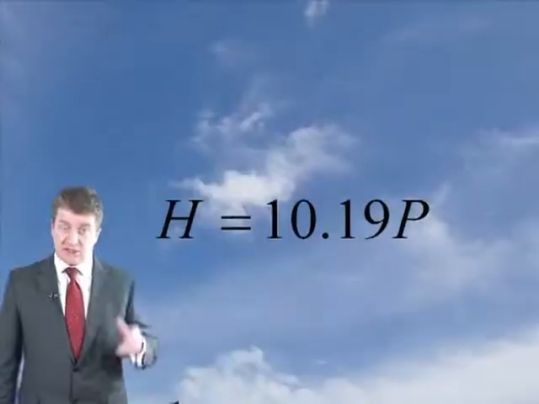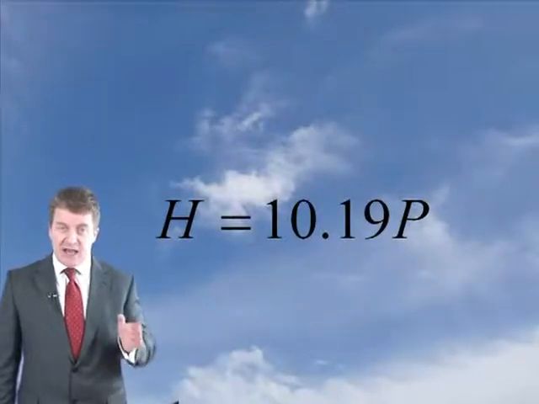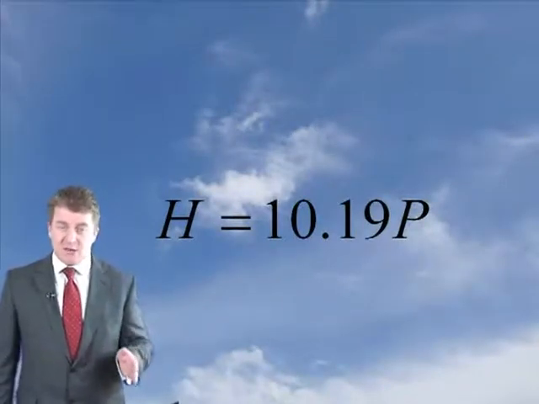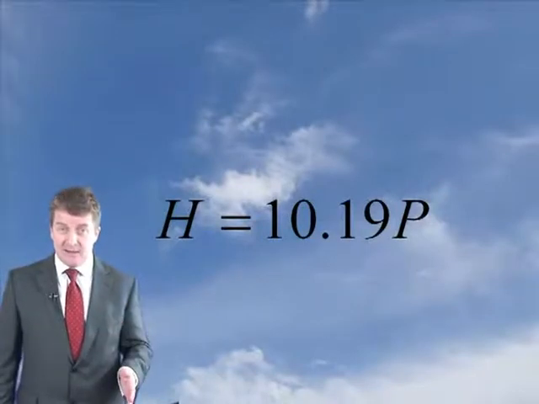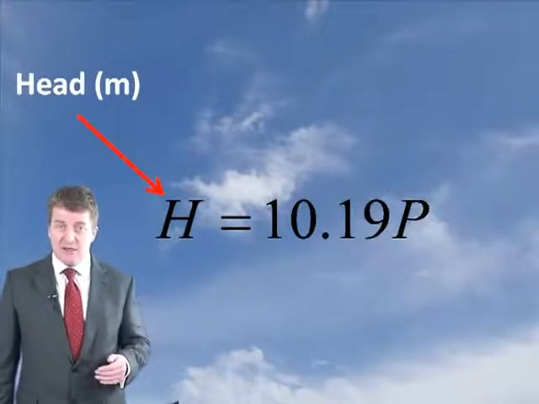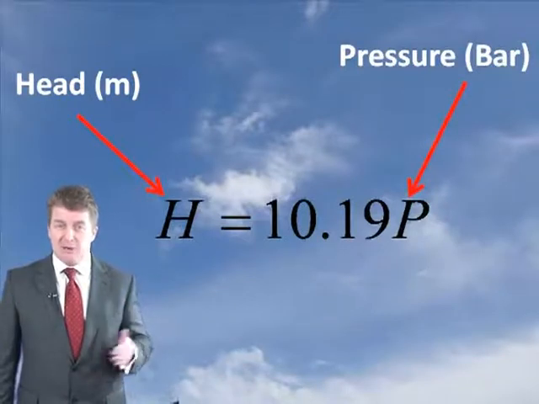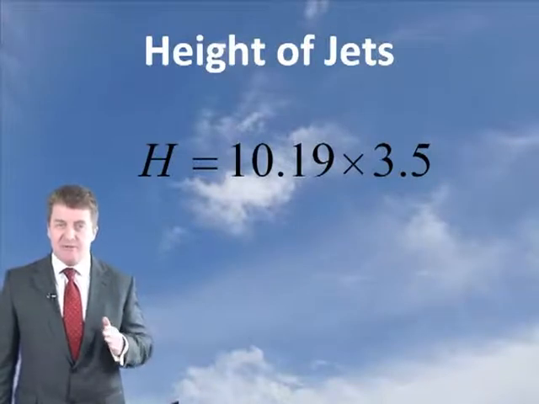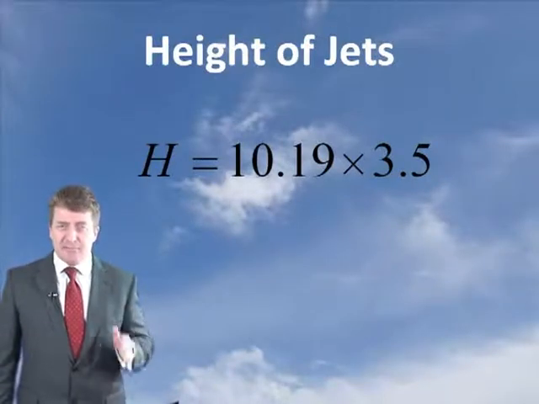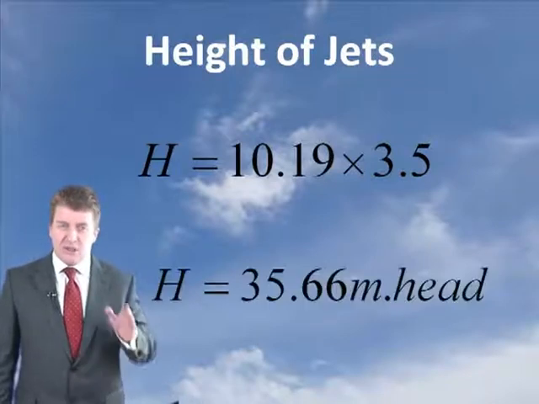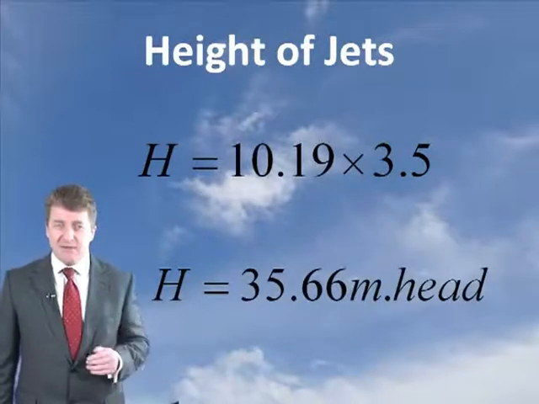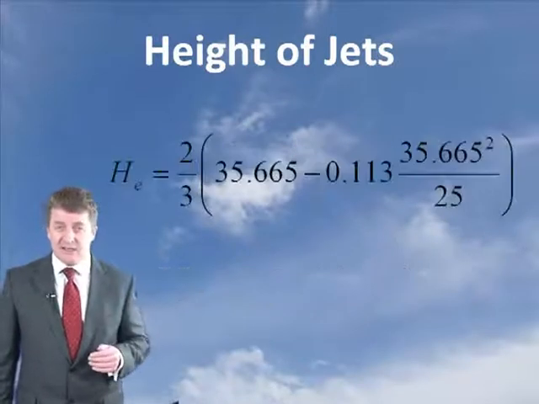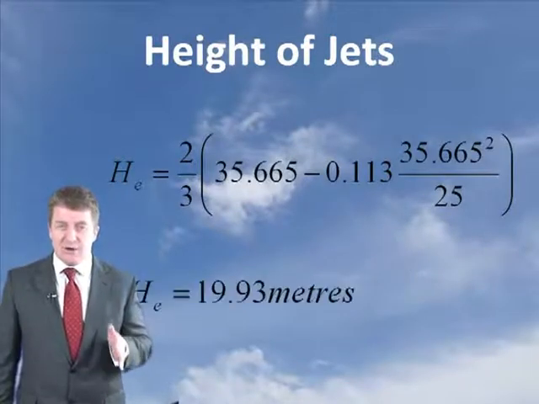Firstly we need to determine the head pressure by converting the pressure into head using this formula, because we've got it in bar. H equals 10.19 times P, where H is the head in metres and P is the pressure in bar. If you put in your own variables you get H equals 10.19 times 3.5. That means that 3.5 bar pressure converts into 35.665 metres head. Now if you put this in our formula, as you can see, it comes out at 19.93 metres.